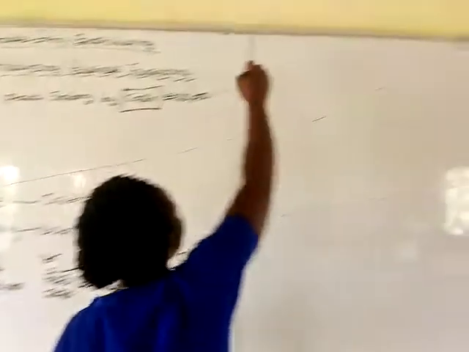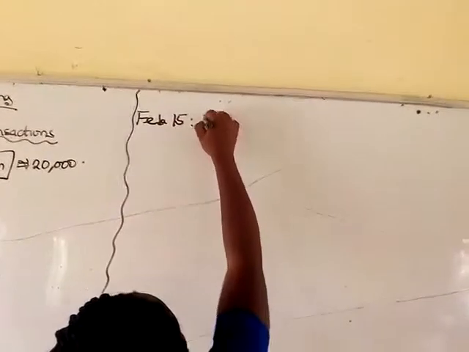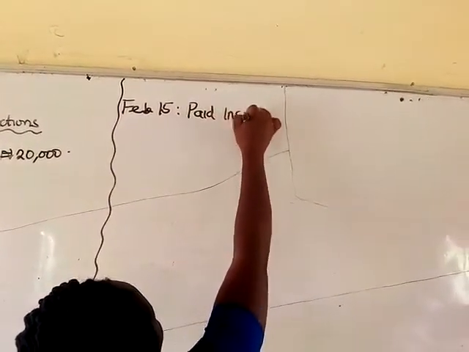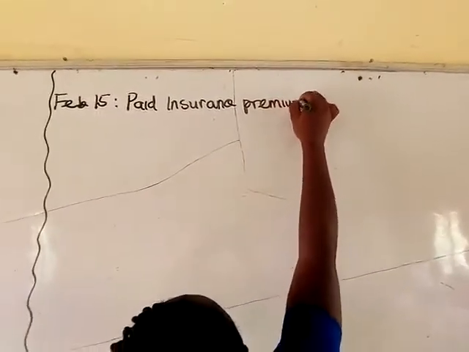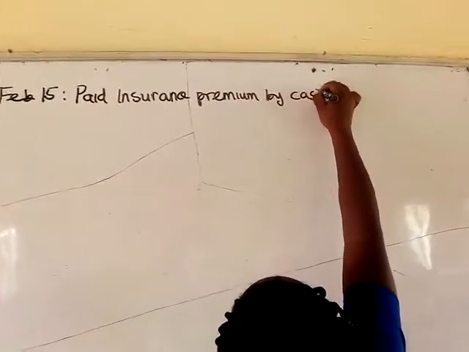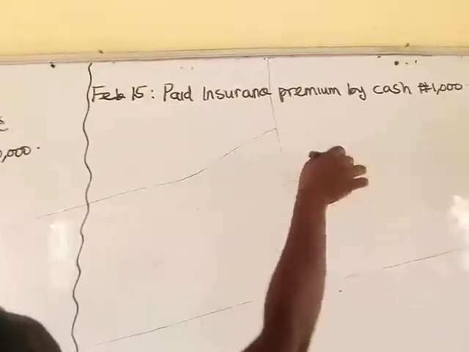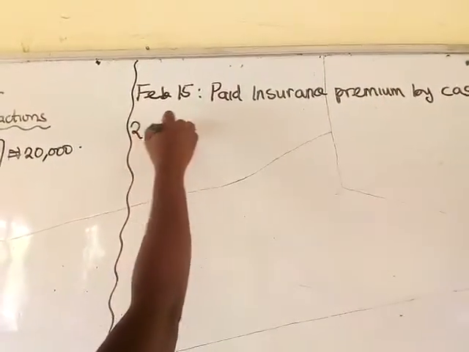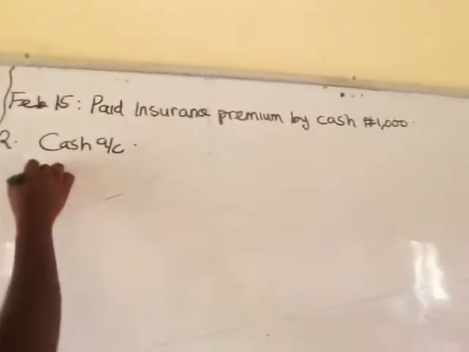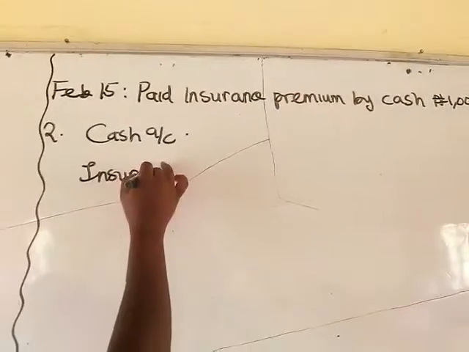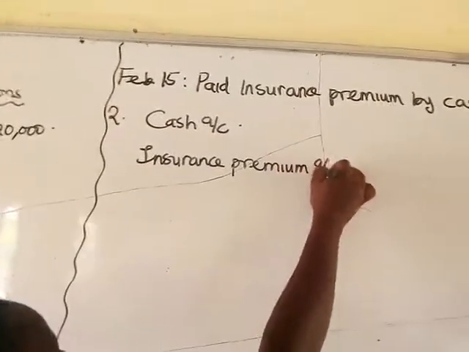We will now treat February 15th. Paid insurance premium by cash, 1,000 Naira. So let's go with the steps. We know that this is a cash transaction. Step number 2, I will have my cash account and the money was used to pay insurance premium. So my second account will be insurance premium account.